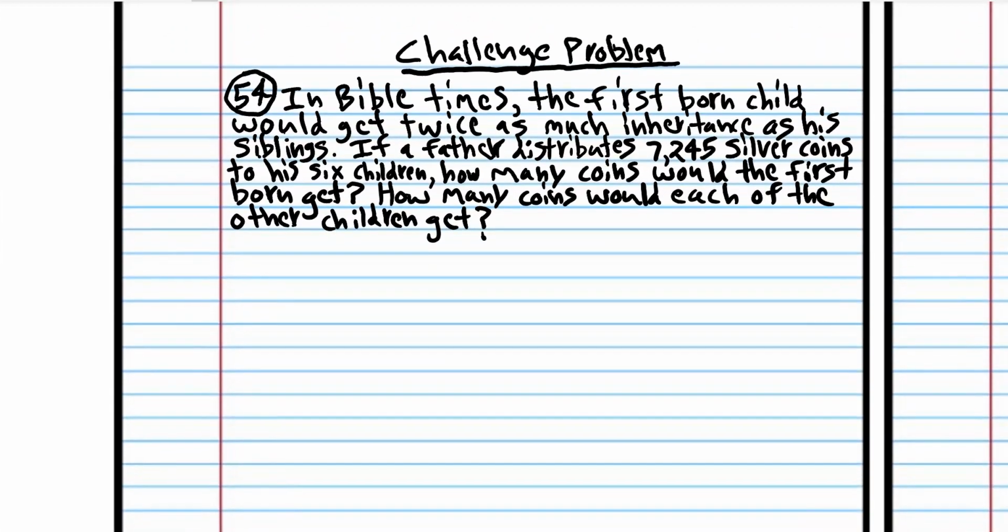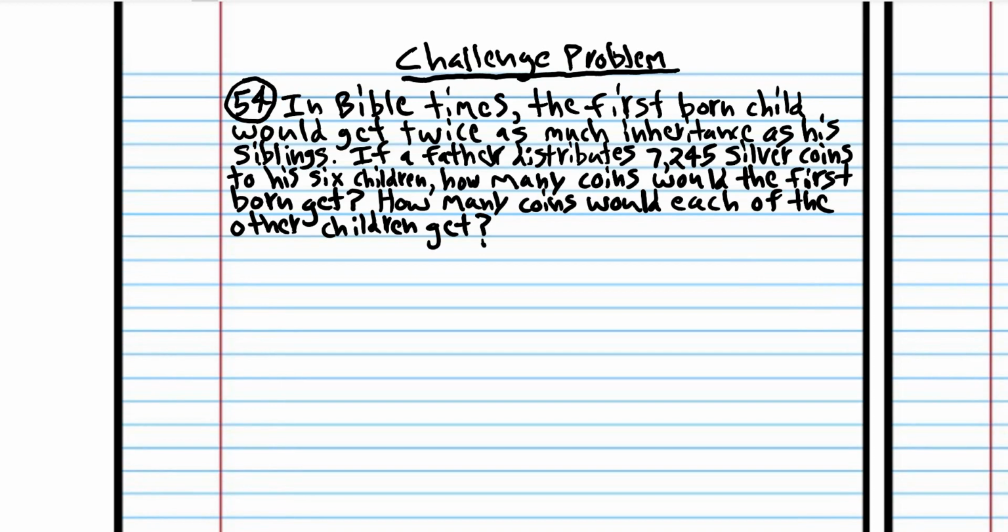Now, this is a challenge problem. In Bible times, the firstborn child will get twice as much inheritance as his siblings. If a father distributes 7,245 silver coins to his 6 children, how many coins would the firstborn get? How many coins would each of the other children get? All right.